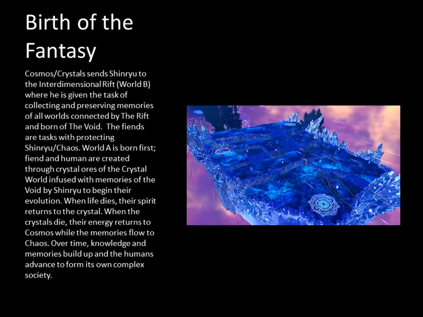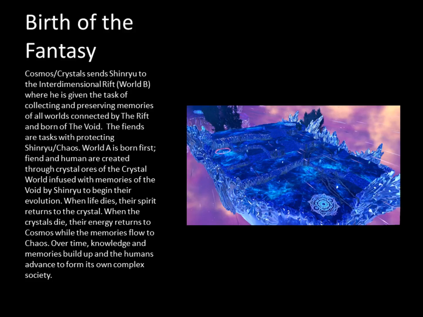World A is born first. Fiends and humans are created through crystal ores of the Crystal World infused with memories of the void by Shinryu to begin their evolution. When life dies, their spirit returns to the crystal. When the crystal dies, their energy returns to cosmos, while the memories float to chaos. Over time, knowledge and memories build up, and humans advance to form their own complex society.